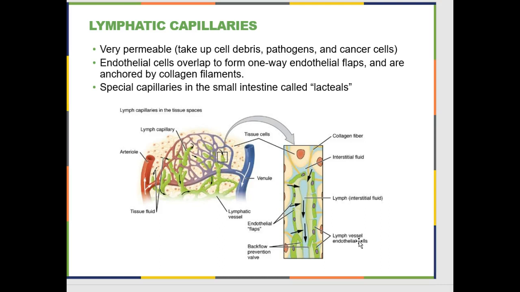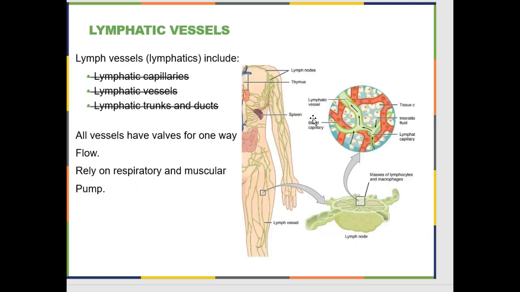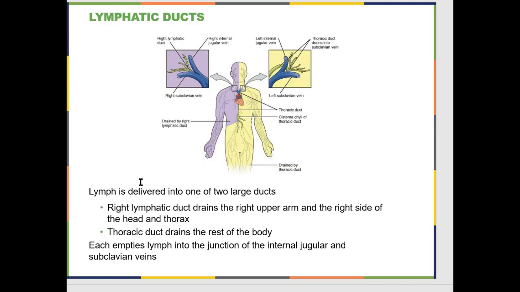And then you just want to know what a lacteal is, which is a lymphatic capillary that you find in your intestines. These are there so that you can absorb your dietary fats. This slide, not important, we already talked about it. You do want to know that your lymphatic vessels have valves, like your veins, and as I said, it relies on the respiratory and the muscular pump to get the lymph back to the circulatory system.